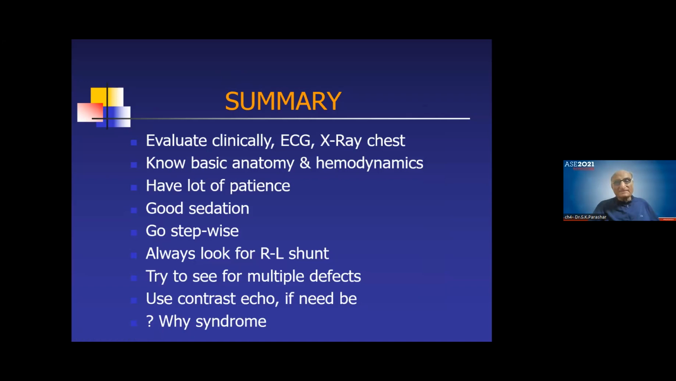In summary, always evaluate clinically, with ECG, chest X-ray, and good sedation. Go stepwise. Always look for a right-to-left shunt, either by color or a contrast echo. Try to look for multiple defects. Most important, you must know what you are looking for. If you don't know the anatomy, you will always miss it. A good sedation, stepwise, as I have told you during ASD or VSD.